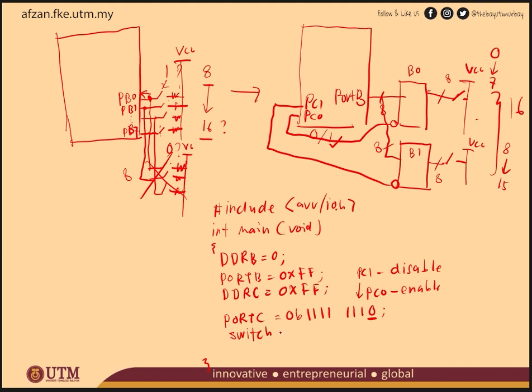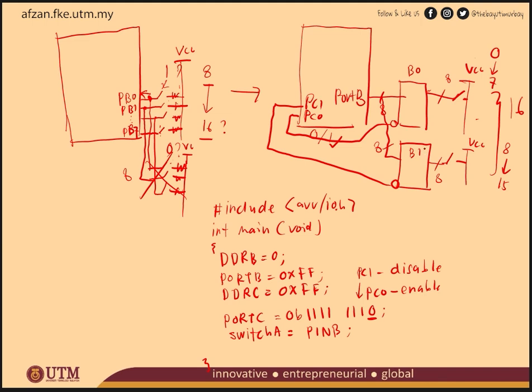Switch A equal to pin P. Okay, so the first 8 switches here, from switch 0 to 7, any value here will go to your switch A. We go to your variable called switch A.